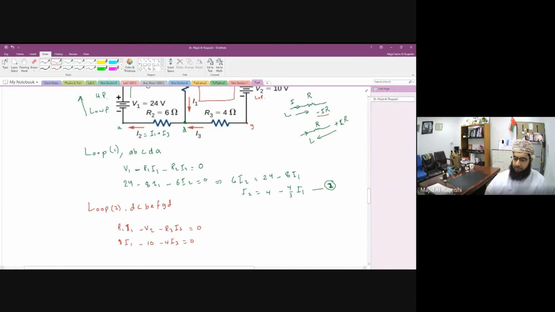Okay, if everything is fine, now we have a relation between I1 and I3. Very good. So from here we can say that I1 equals to 10 plus 4 I3, and this is divided by 8.